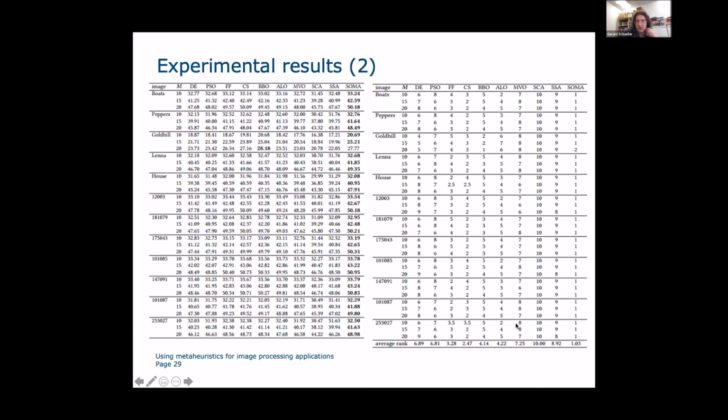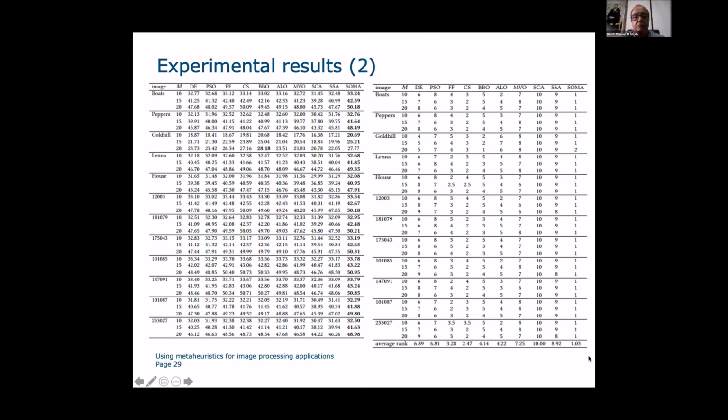And on the right-hand side, you see a kind of ranking analysis. So for each of the algorithms, you see the rank of that particular algorithm. So we see it's mostly ones for SOMA. That means it's mostly the best algorithm. And then you see the different ranks for the other ones.